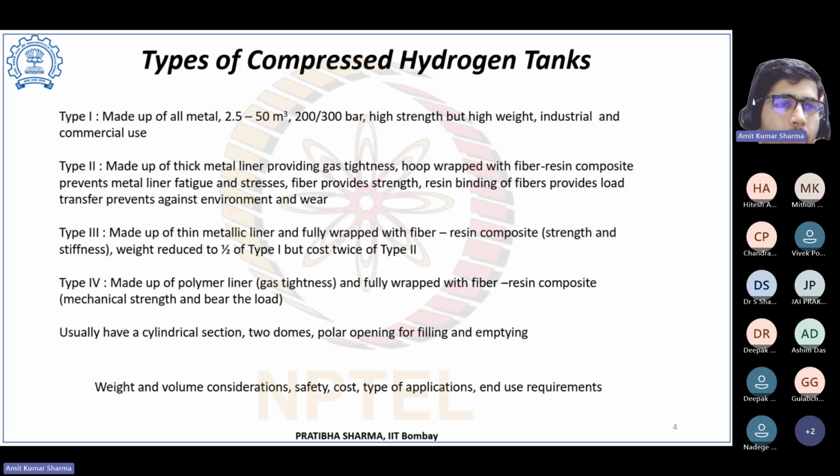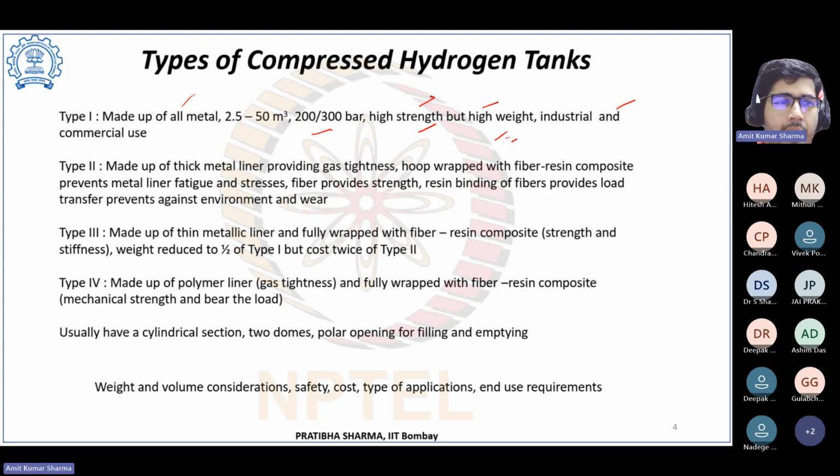So we have four types of compressed hydrogen tanks: type 1, 2, 3 and 4. Type 1 is made up of all metal. You can store up to 200 to 300 bar, high strength but high weight. Strength is more because it is made up of all metal, and weight is also high. For industrial and commercial use.